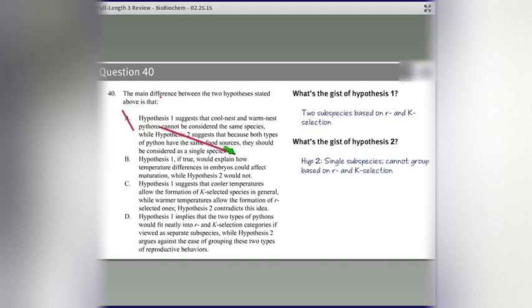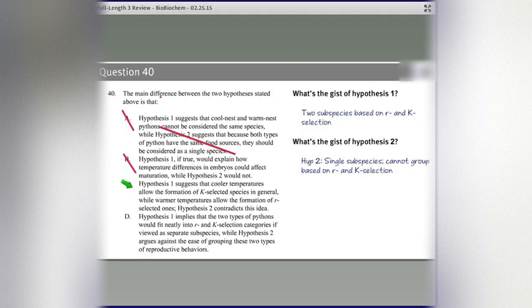Remember, you don't have to understand every single thing to get to the correct answer. Hypothesis 1, if true, would explain how temperature differences in embryos could affect maturation. What type of incorrect answer choice is this? As soon as we see temperature differences in embryos could affect maturation, did we talk about that? It's definitely out of scope. So answer choice B, you are dead to us. We want nothing to do with you. Okay? So let's take a look at C, out of scope, like Brianna and Molly are saying.